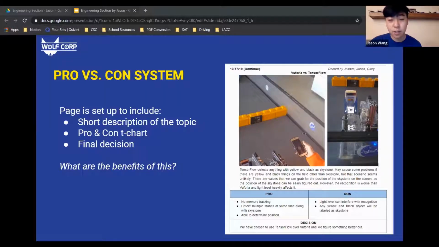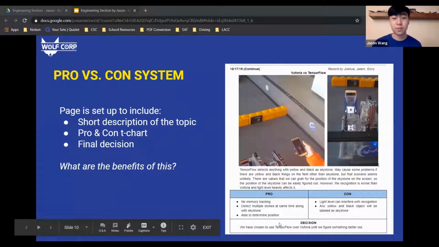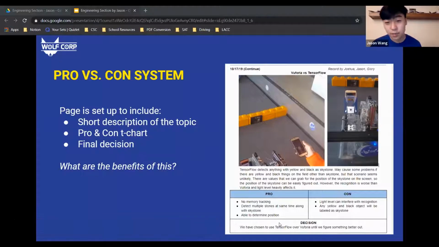Then in our pro and con chart, we list out that TensorFlow is more beneficial because it can detect multiple stones at the same time, and it can also determine the position of them. However, some drawbacks include that any black and yellow object on the field is labeled as a stone, and the light level of the room slightly interferes with recognition. In our final decision box, we stated that we chose TensorFlow because the drawbacks associated with TensorFlow were the same as Vuforia, yet TensorFlow offered better recognition and tracking.